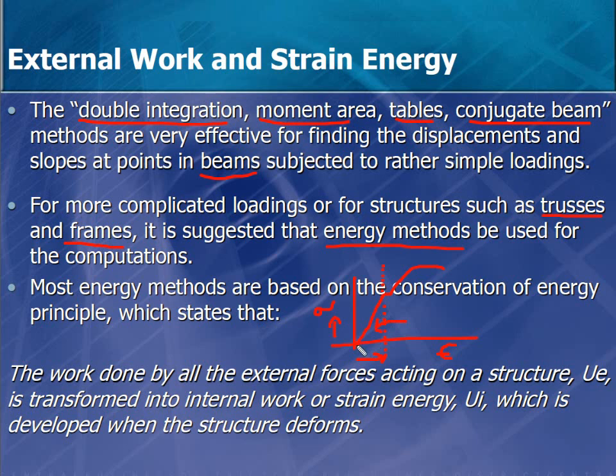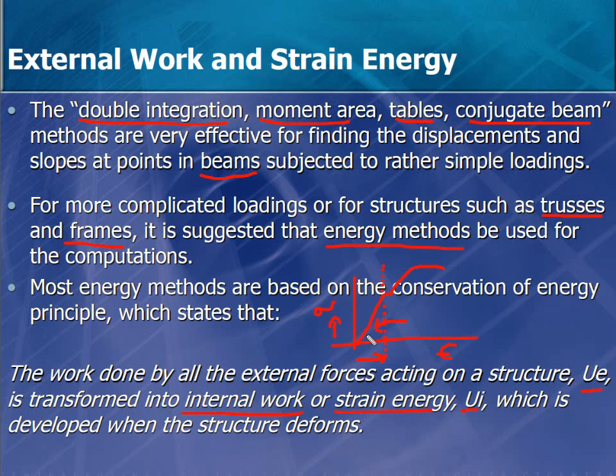So the energy method says that the work done by external forces acting on a structure, which we are going to assume is Ue, is going to be transformed into internal work. We already know this, that any external force will create internal forces, and that's going to make deformation, or we call it strain energy. And we assume that those two are equal, because if there is no external load, the material is at rest, except for its own weight and gravity. We're not going to talk about those.